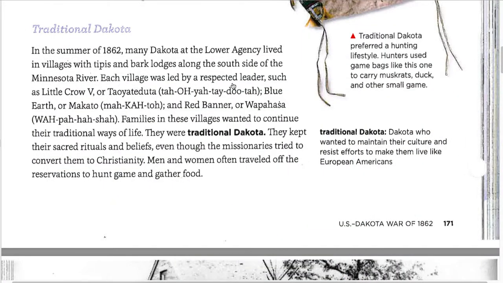Each village was led by a respected leader, such as Little Crow V or Tayota Dute, Blue Earth or Makato, which we get close to Mankato, and then Red Banner or Wapasha, which Wabasha comes from. Families in these villages wanted to continue their traditional ways of life. They were traditional Dakota. They kept their sacred rituals and beliefs, even though the missionaries tried to convert them to Christianity. Men and women often traveled off the reservations to hunt game and gather food.